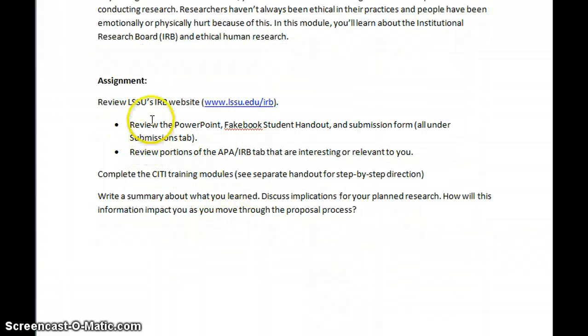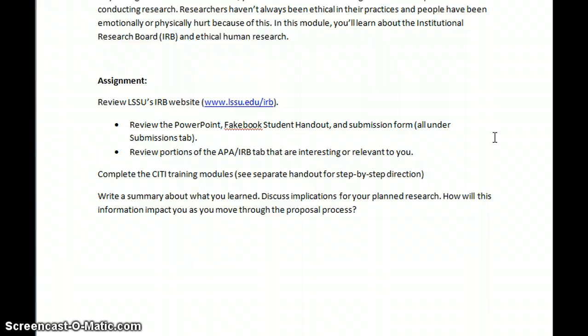So first of all, I'm going to ask you to go to LSSU's IRB website. It's really nice. I think they did a nice job with this. When you go on there, you're going to find a PowerPoint. There's two versions of the PowerPoint. One is a PDF and one is an actual PowerPoint. They're both the same PowerPoint, so it's just whatever format you're more comfortable with.